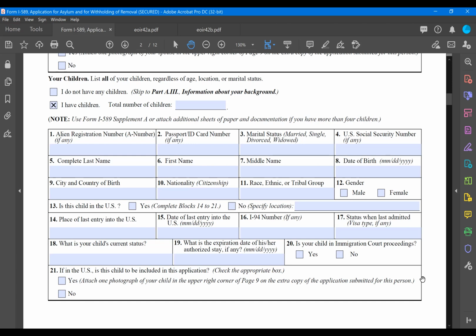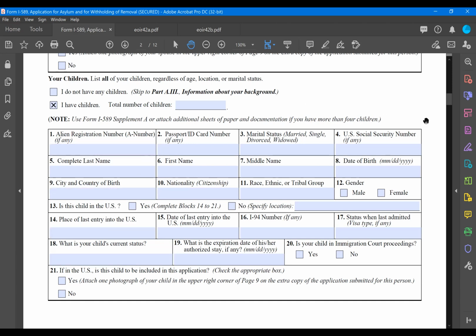Unfortunately, while parents can include children under 21, children cannot include parents in their application, which is kind of crazy, but that's how it works. So that's also why we will often do a separate application for the child as well, so that they have 2 bites at the apple, 2 opportunities to get asylum on their own and through their parent.